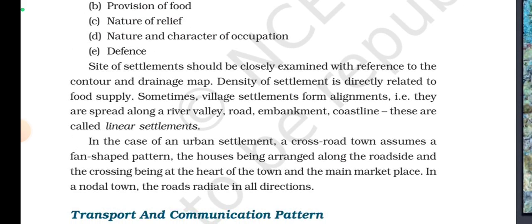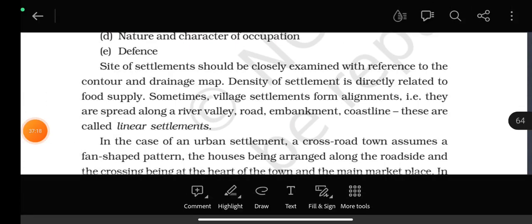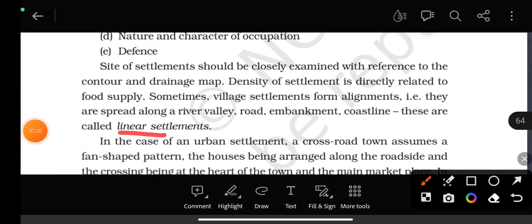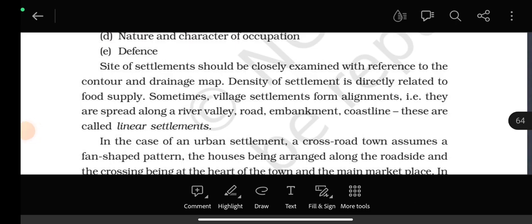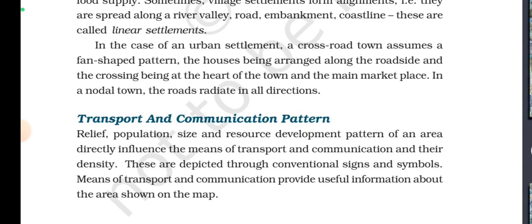Now, the site of settlement should be closely examined with reference to the contour and drainage map. Density of settlement is directly related to food supply. Sometimes village settlements form alignments. They are spread along a river, valley, road, embankment, coastline. These are called linear settlements. I told you that when they form in the shape of a line beside a river, road, railway line, embankment, coastline, we call it a linear settlement.